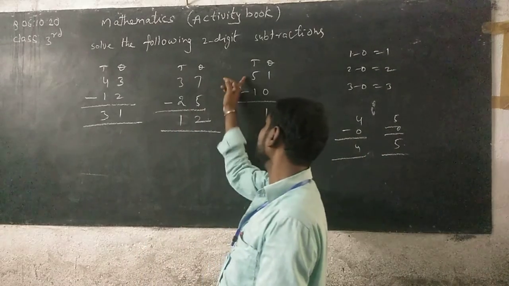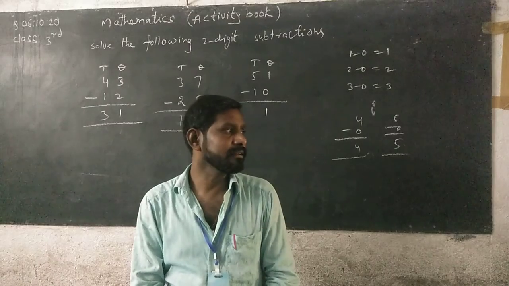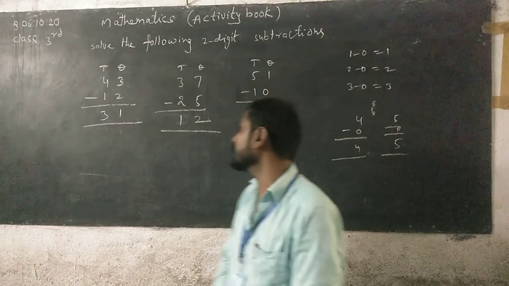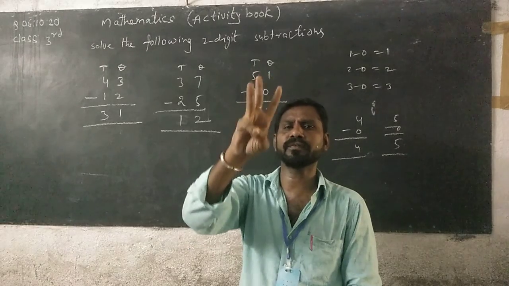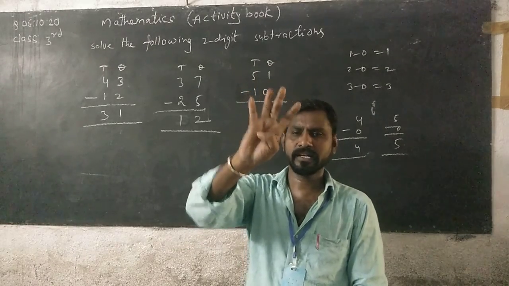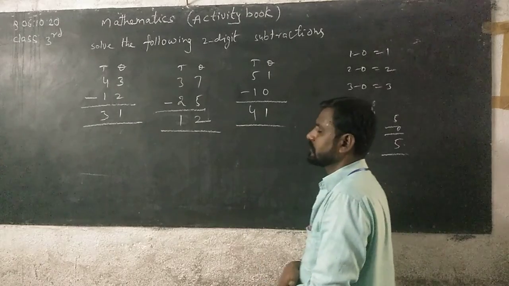Next, 5 minus 1. 5 is greater than 1, so it is also possible. You can count 1 after up to 5: 1 after 2, 3, 4, 5. So you get 4. What is the difference? 41.